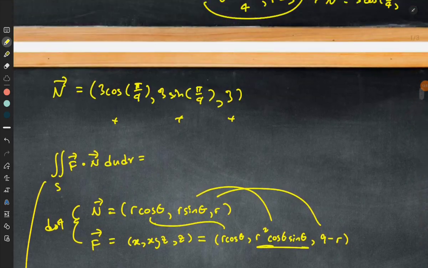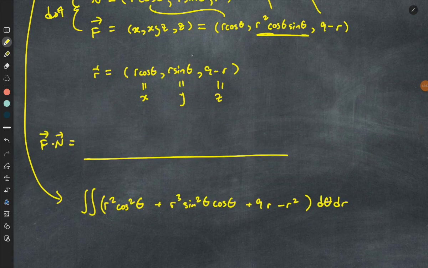I didn't write the limits for this parameterization, but the limits for theta are 0 to 2 pi.